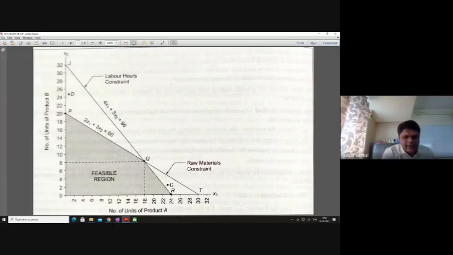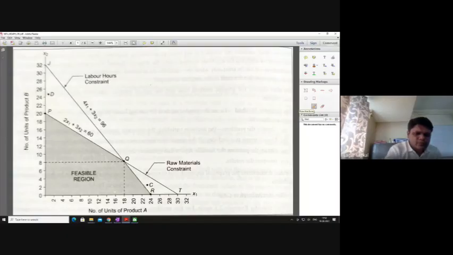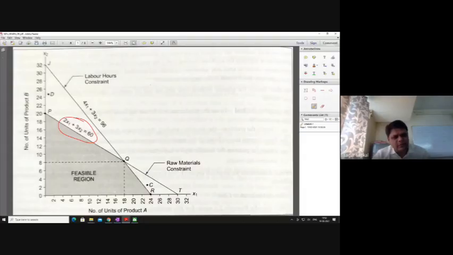Then the 30, 20 line, that is, this line, 2x1 plus 3x2 is equal to 60.